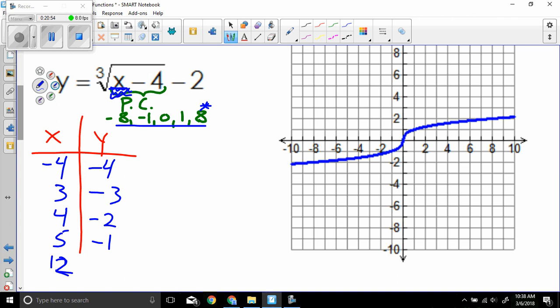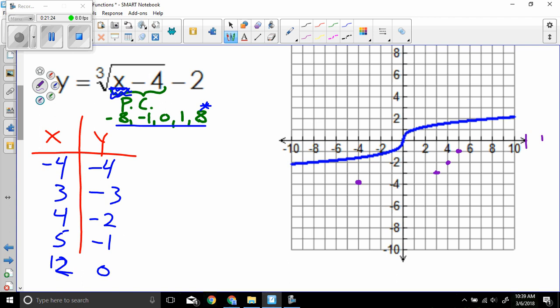And if I plug in 12, that's 8. Cube root of 8 is 2. 2 minus 2 is 0. And I have all of these points. Last time I used purple, so I think I'll keep with that. Let's do a purple right here. So this is negative 4, negative 4. This point. Okay, then I go 3, down 3. Here. Then I have 4, negative 2, 5, negative 1, and 12.